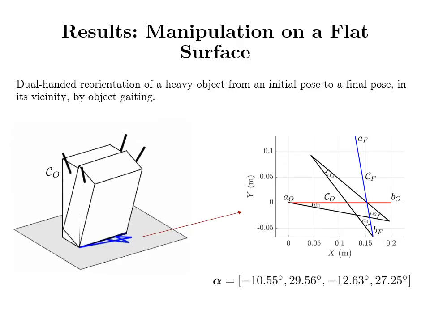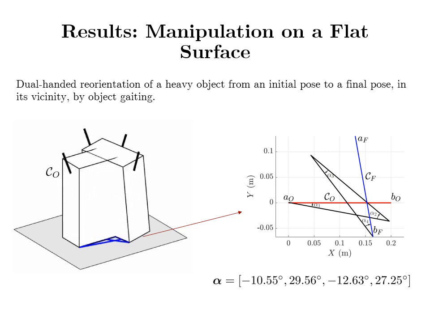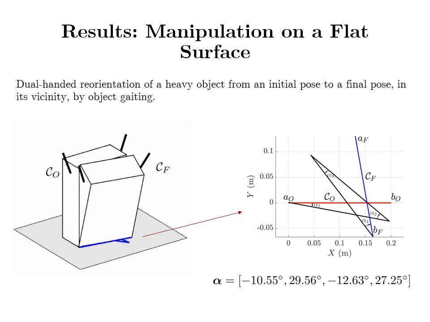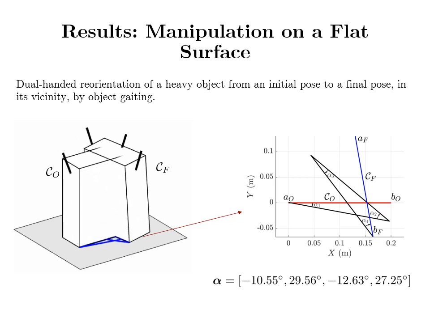This example shows motion planning for reorienting a heavy object from an initial pose to a final pose by object gating. As you see, by using the proposed optimization problem, we can find the minimum number of contact edges, or alpha, required to reorient the object between these two poses.